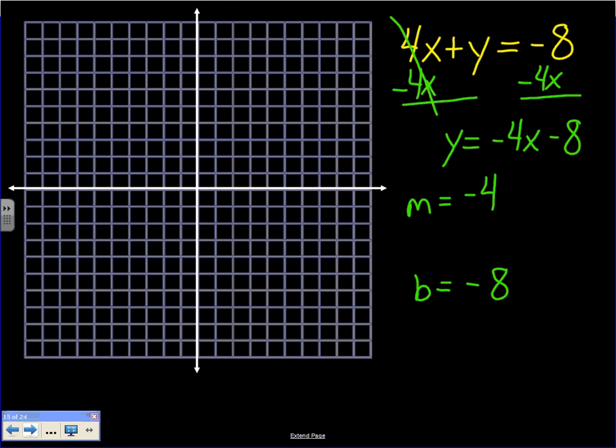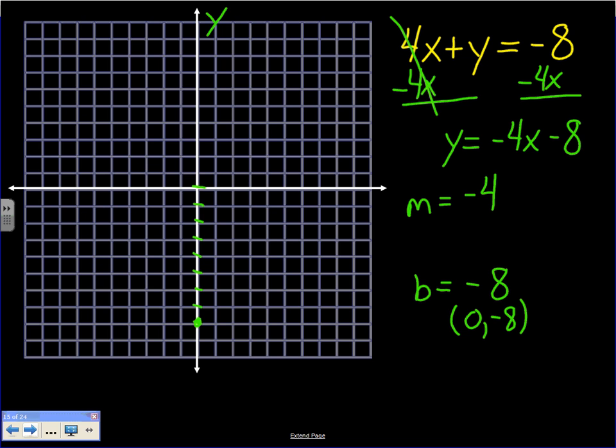So remember, the y-axis is the vertical. So you take and plot your first point. Since it's the y-intercept, it is (0, -8). Start here at the origin. You count down 8: 1, 2, 3, 4, 5, 6, 7, 8. You put your point. It's going to be your y-intercept.